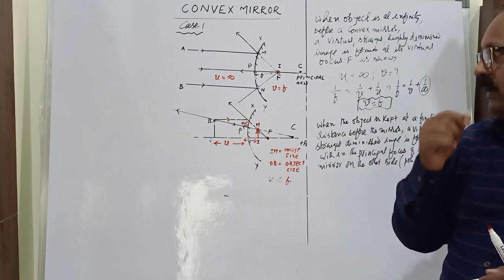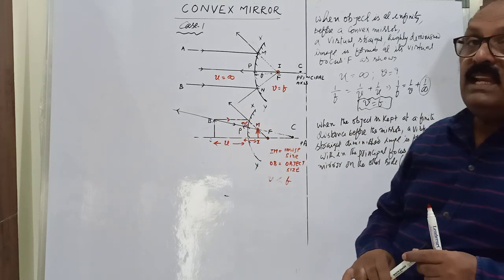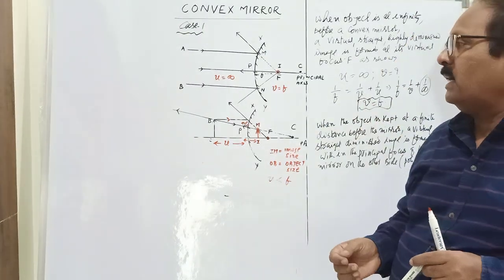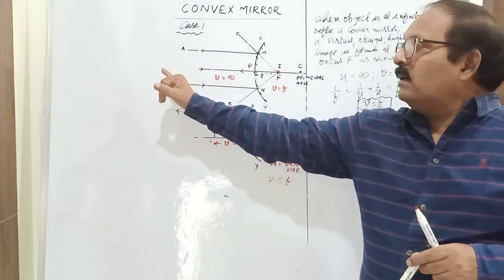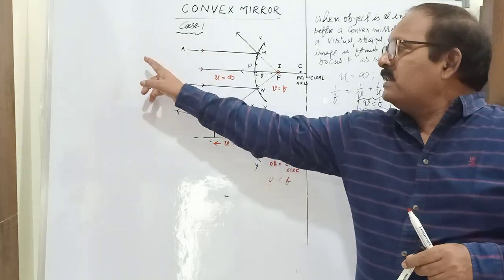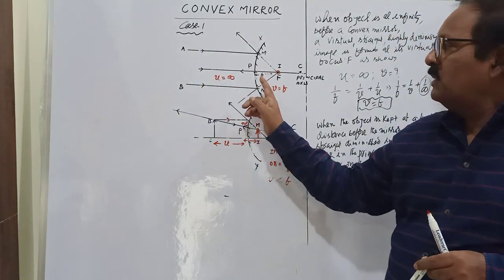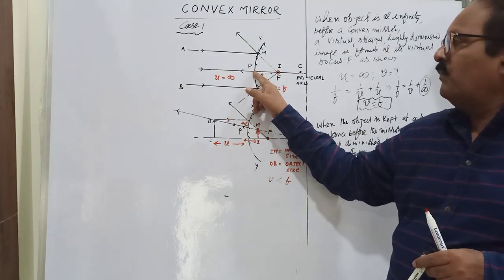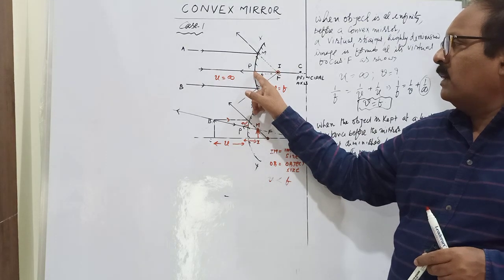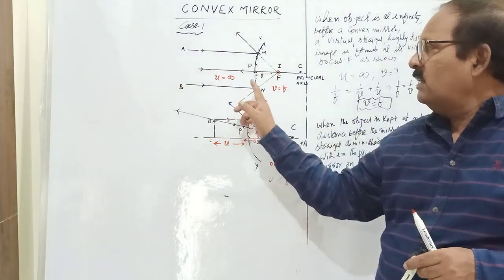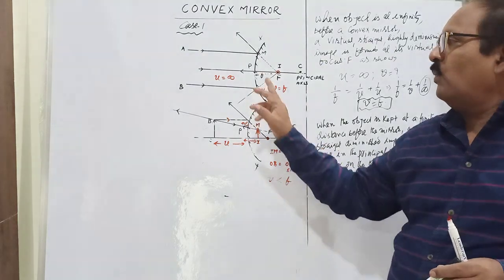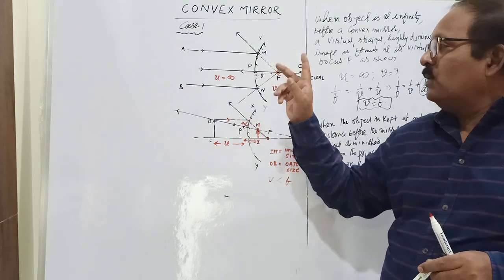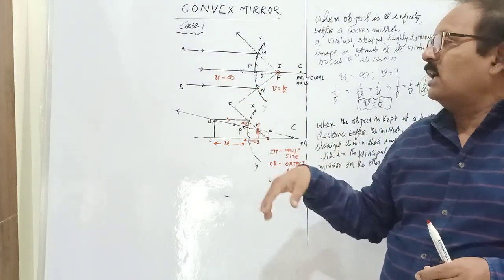One more thing regarding sign convention. So we have to adopt the sign convention. Of course, we will discuss it separately. Incident light is coming from left to right. All the distances must be measured from the pole of the mirror. That is the first sign convention. If you want to measure the distance of the object, the distance of the image, or the focal length, whatever it is, you have to measure it from the pole of the mirror. It is called the coordinate axis sign convention.